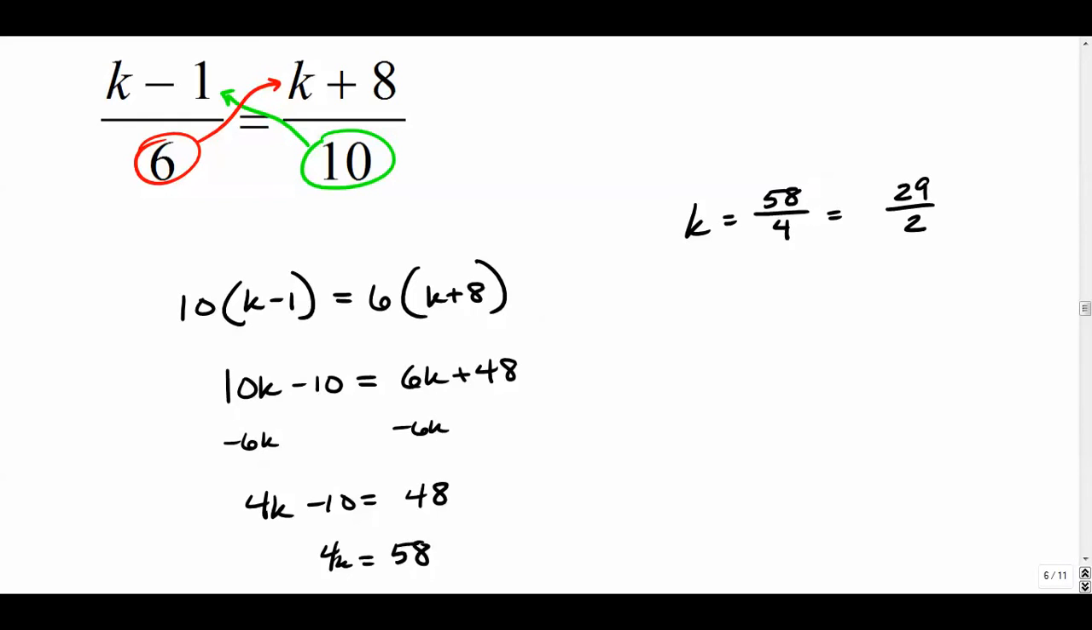So I'm okay with that answer. I'm definitely okay with that answer. If you wanted to change it into a mixed number or a decimal, you certainly can. But for most of our problems, we're going to leave it like that. If you're curious, of course, that's going to be 14 and a half or 14.5.